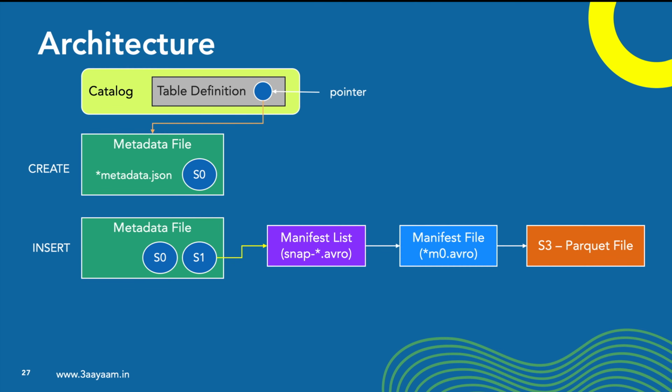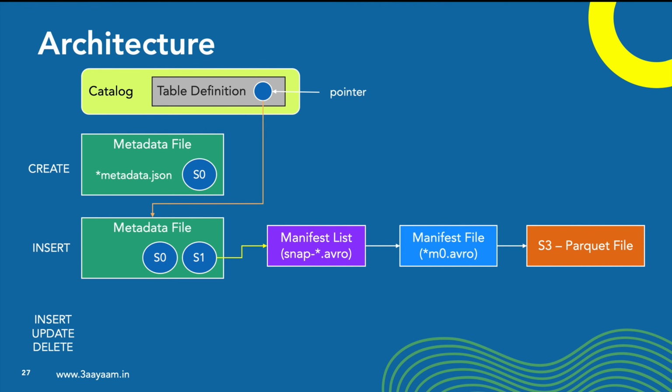So again, snapshots are not backups. These are basically pointers at a particular time. So S1 points to the data file eventually for a particular time. And this pointer, along with the table definition, would point to the new metadata file now.